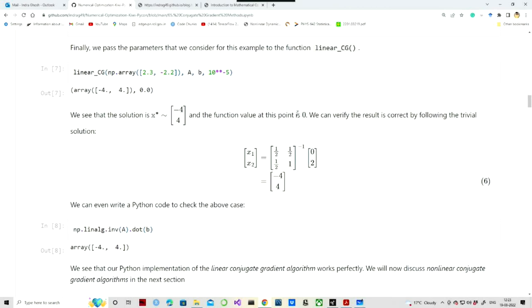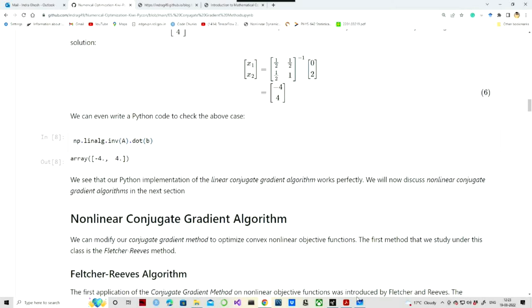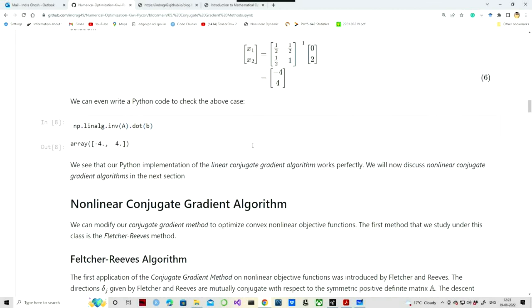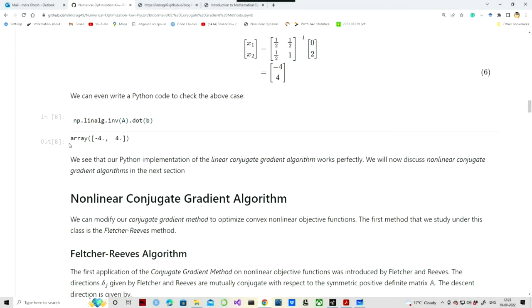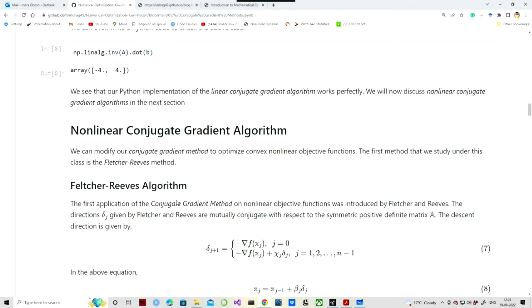And we can verify the result is correct by using the trivial solution. The trivial solution is given by this, which means the solution of X should be A inverse b. So you can use NumPy to calculate the inverse of A and find the dot product between the inverse and b. And you see that the value is minus 4, 4, which is similar to what we have gotten here. That works.